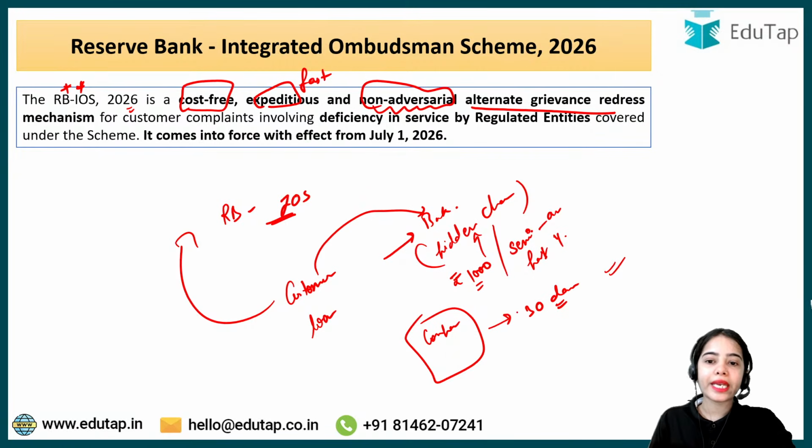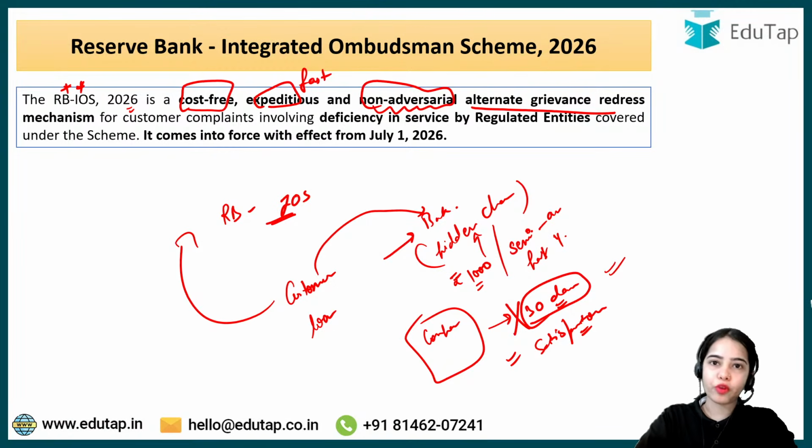But let's say you are not getting the answer, the bank is not replying to you as to why these charges are being deducted. So for 30 days the bank has not replied to you, or even if the bank has replied to you, that answer is not satisfactory. The bank is saying that okay, these are the charges that you will have to pay, even though initially the bank did not inform you about these charges. So the answer is not satisfactory.